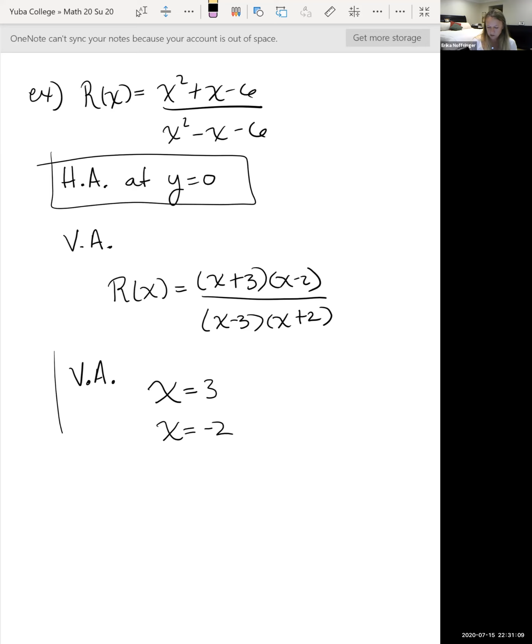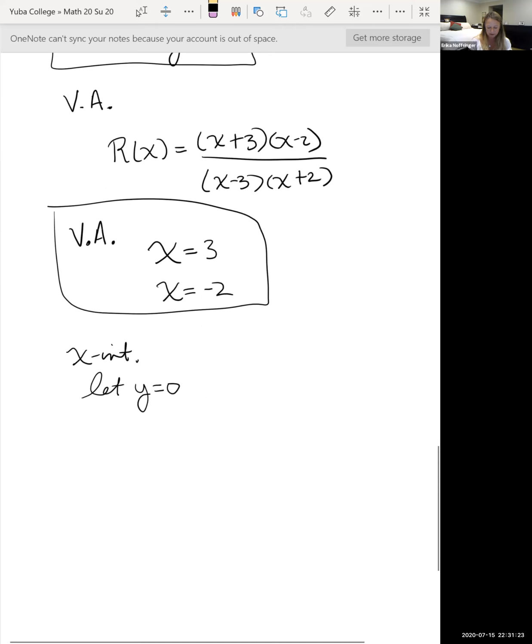Intercepts are also important values. And so finding our x-intercept, you let y equal zero, or in this case, R of x equals zero.